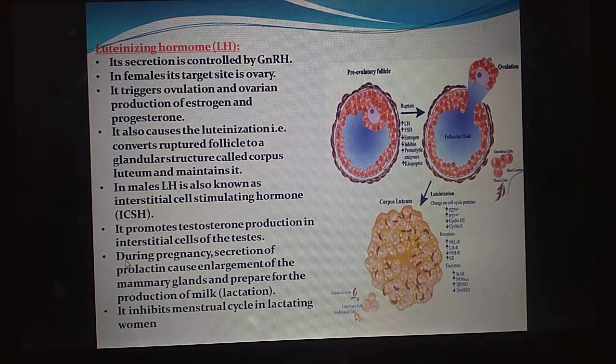Now we are moving towards another type of hormone, which is called prolactin. During pregnancy, secretion of prolactin causes the enlargement of the mammary gland. Prolactin is also called lactogenic hormone, and what does lactogenic hormone do? It brings about the production of milk in the mammary gland and prepares the milk for the young one for lactation. It also inhibits the menstrual cycle in lactating women as well.